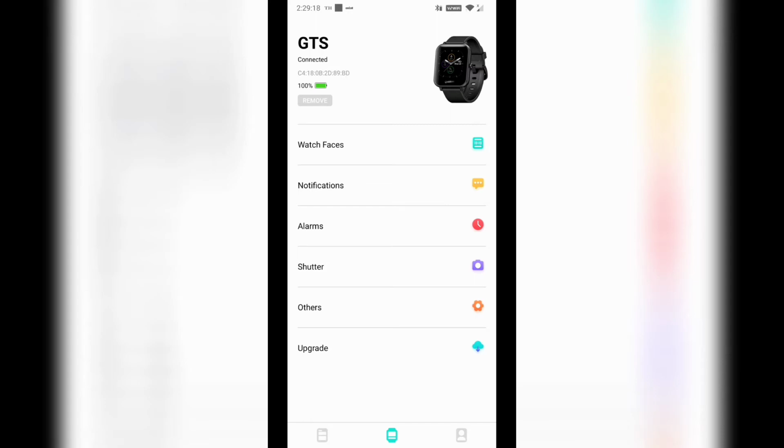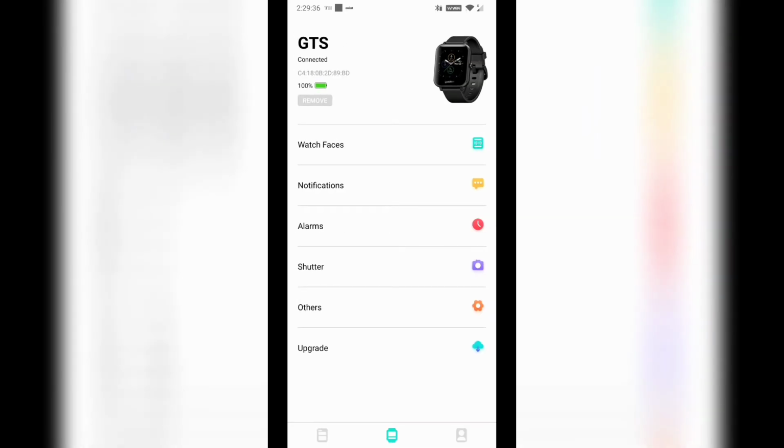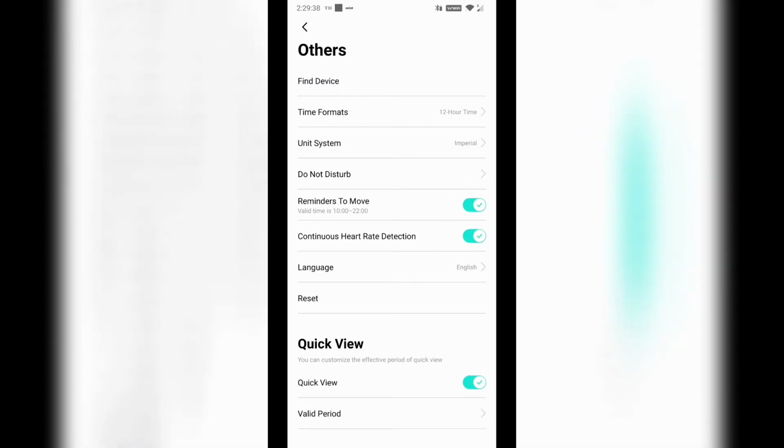First we will check the upgrade option. We will upgrade your watch firmware. Watch firmware means the software. Sometimes a software upgrade notification will come, right? If the notification comes, we can upgrade the software via this application. We can't update directly on the phone, so for that only they have given this option.